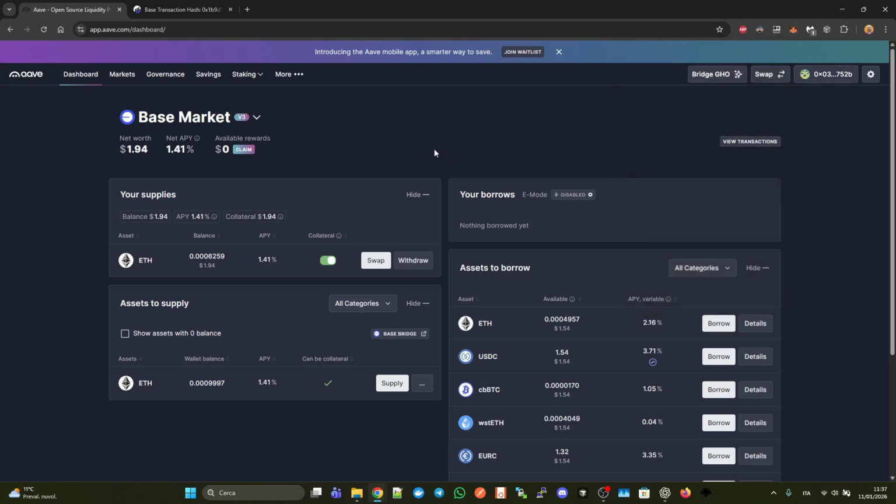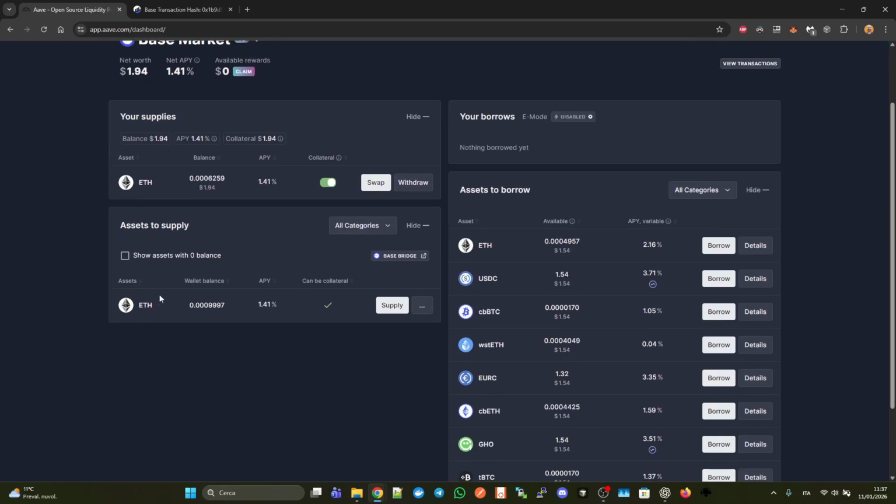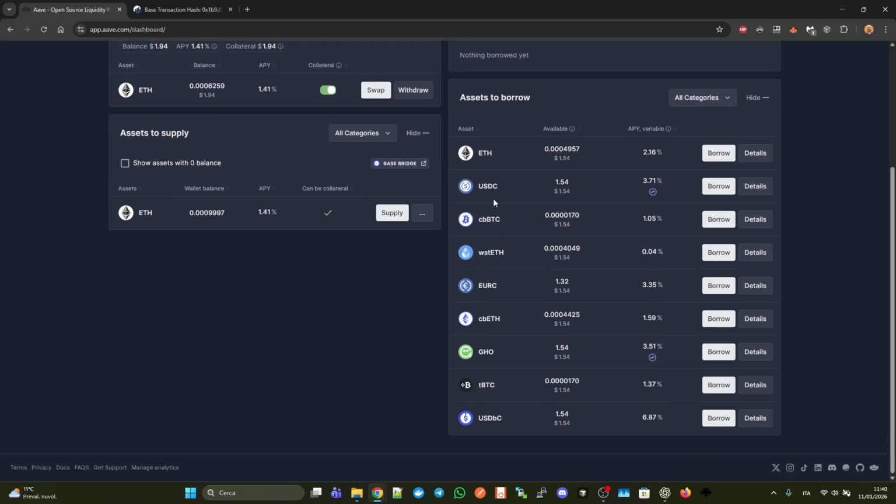Okay, so once we have done this, we have provided this asset. This is the asset that we have supplied, as we can see here. This is the value of the collateral. This is the APY that we are expecting to earn after 1 year. Now we can borrow an asset against this collateral, which is $2, more or less. So let's say that we want to borrow USDC.